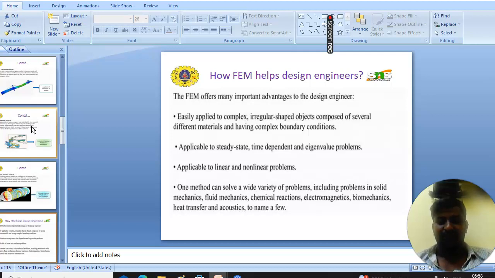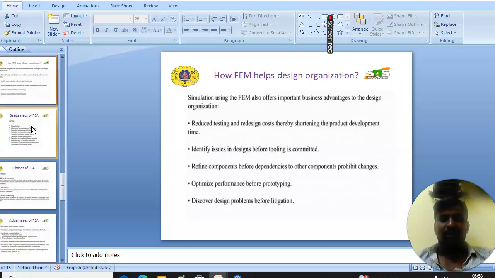and acoustics, etc. How does FEM help design organizations? It reduces testing and redesign cost by shortening the product development time, identifies issues in design before tooling is committed, refines components before dependency on other components, prohibits late changes, optimizes performance before prototyping, and discovers design problems before litigation.